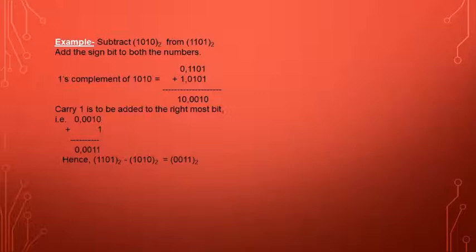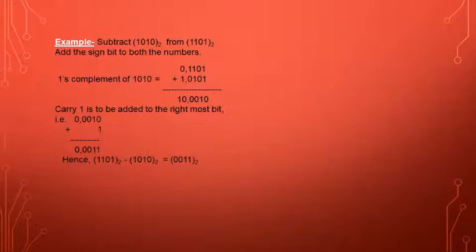Start from the right hand side. 1 plus 1 is 0 and 1 carry. 0 plus 0 plus 1 is 1. Then 1 plus 1 is 0 again and 1 carry. 1 plus 1 is 0 and 1 carry. 1 plus 0 plus 1 is 0 and 1 carry. Now see here, carry 1 is to be added to the rightmost bit. Since we are getting a carry, it is to be added to the rightmost bit. So 0010, when we add 1, we get 0011.